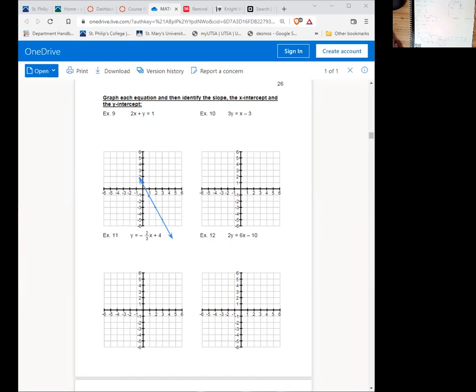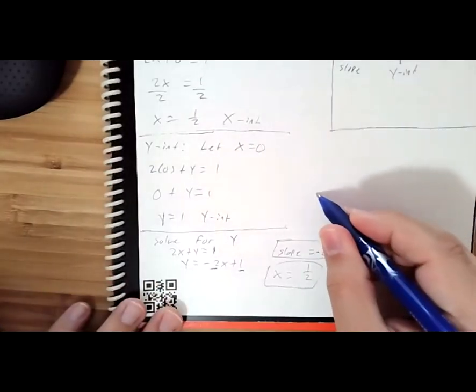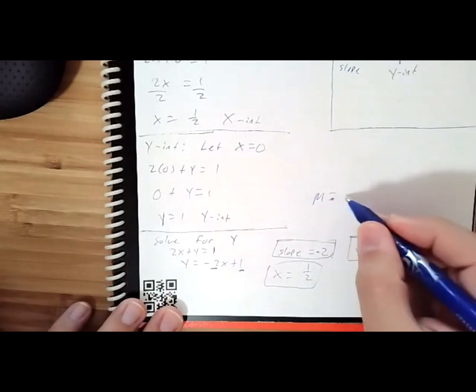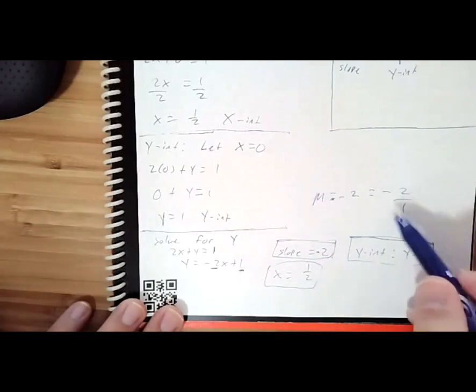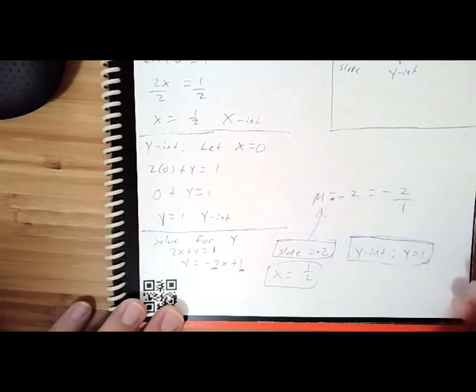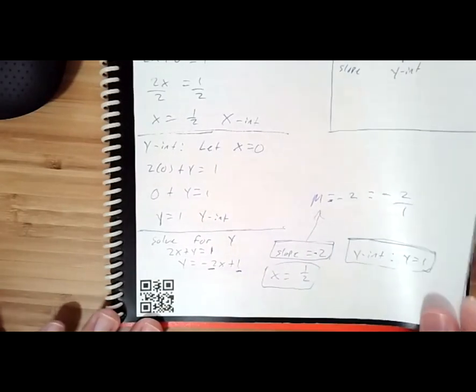Just remember that m is equal to negative 2, which is the same as negative 2 over 1. All right, so that's my slope. So I go down 2 over 1. Rise is negative, run is positive. That's why I got those points. So you can do it that way. But anyway, I'm going to do number 10. You guys have any questions on 9, let me know.